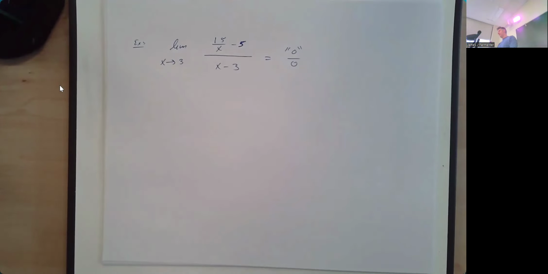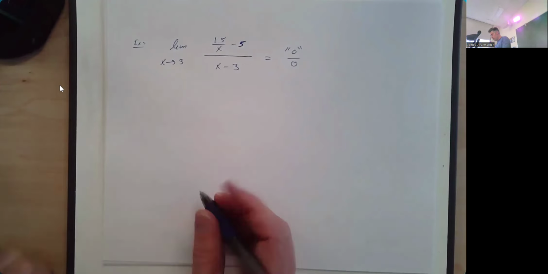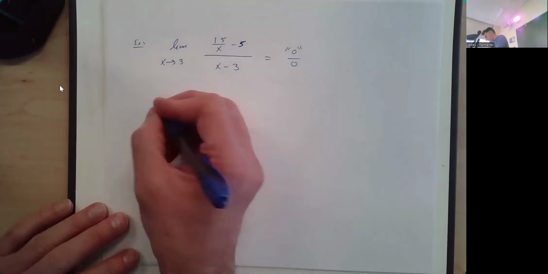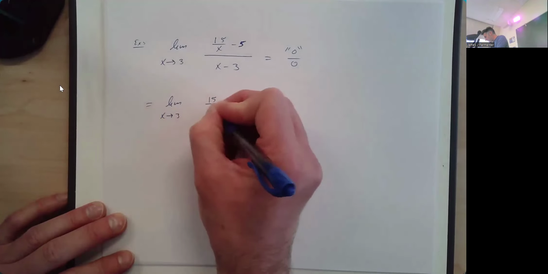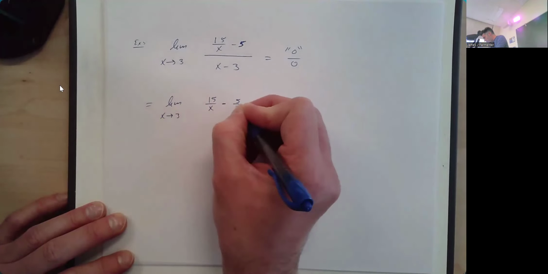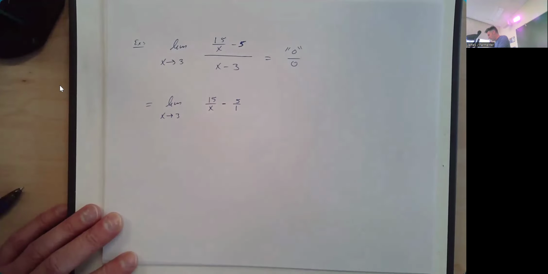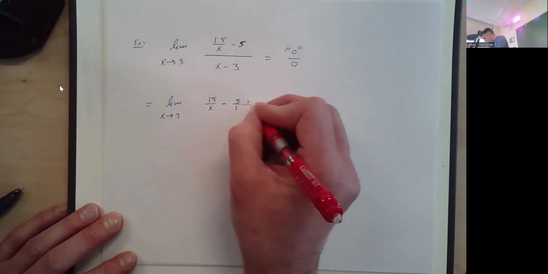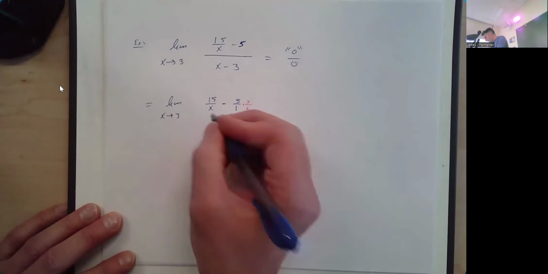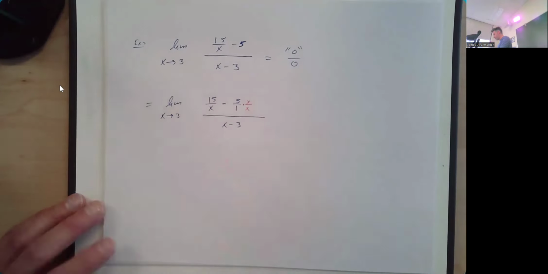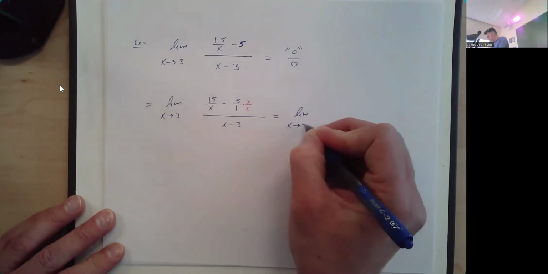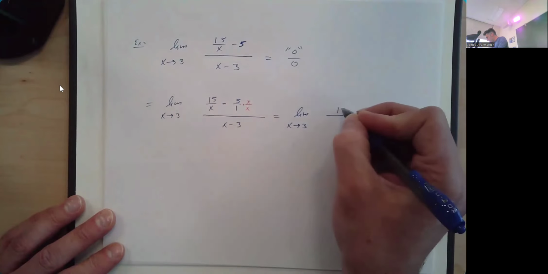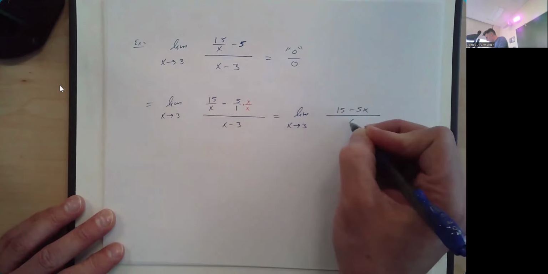Okay, so when you have fractions and fractions, we typically need to get a common denominator. So for this one, I would rewrite this as the limit as x approaches 3 of 15 over x minus 5 over 1. And then I would multiply the 5 over 1 by x over x, all divided by x minus 3.